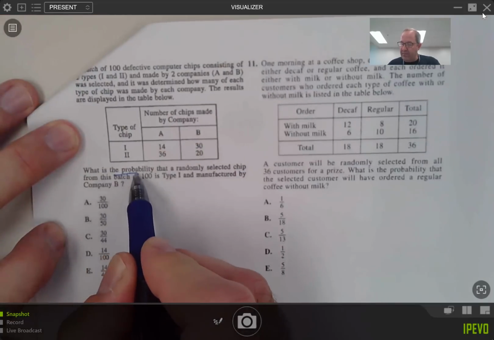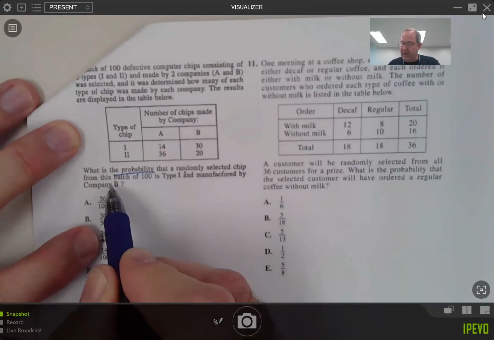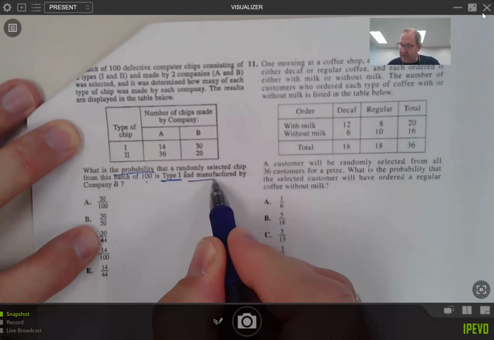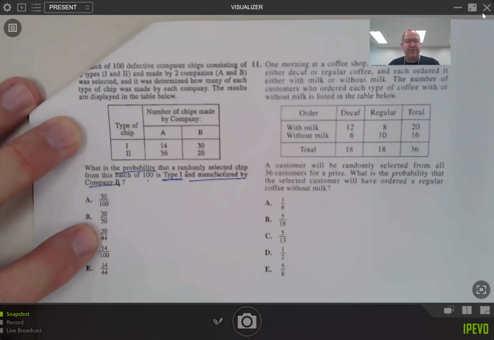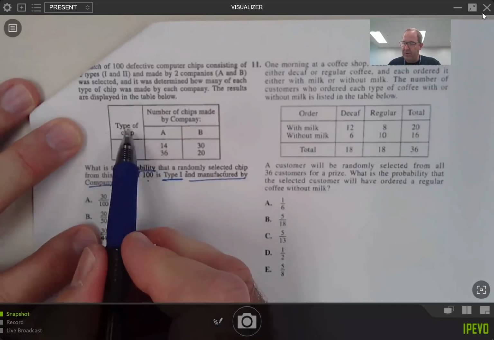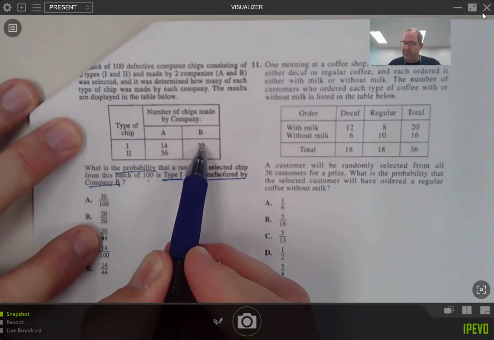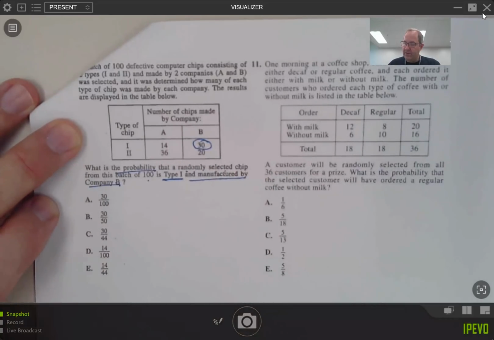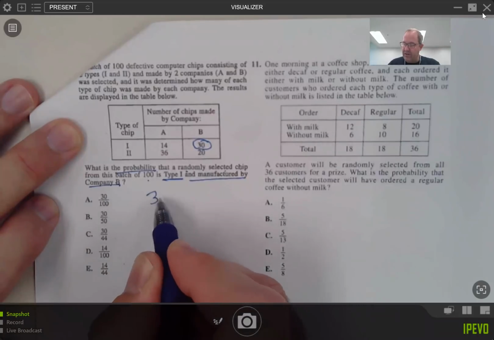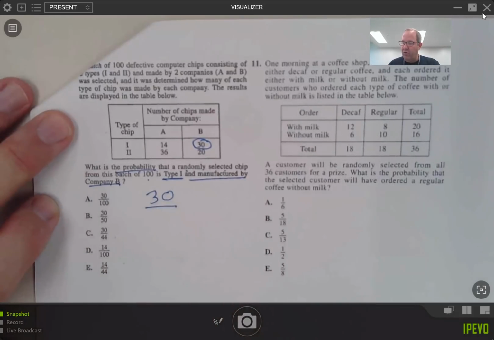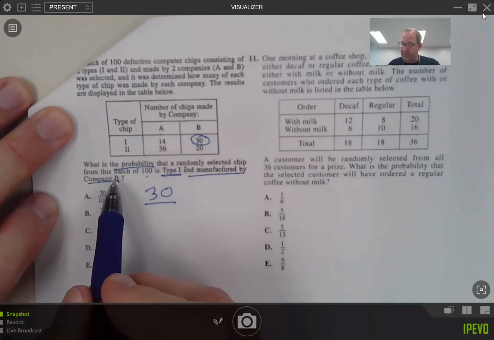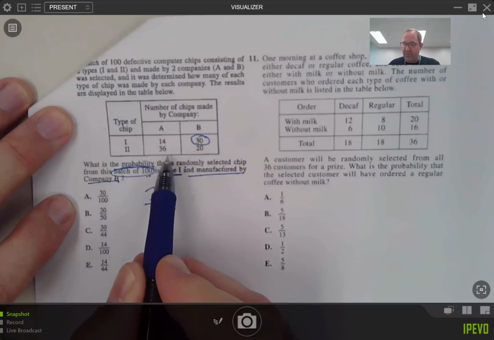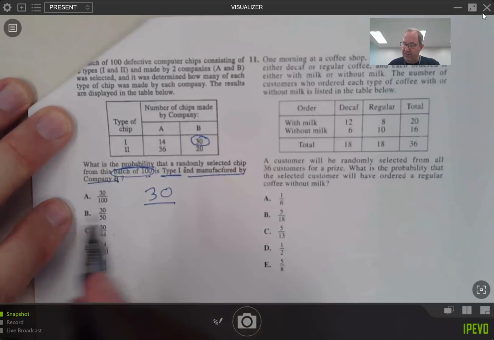What is the probability that a randomly selected chip from this batch of 100 is type 1 and manufactured by company B? So we've got to look at this table. Well, here's type 1, manufactured by company B. Well, there's 30 of them, right? So the probability would be 30 over, now, how many total are there? If I look at this, it tells me there's 100. I could get that also by adding up 4 numbers here, but it's quicker just to look to see 100.